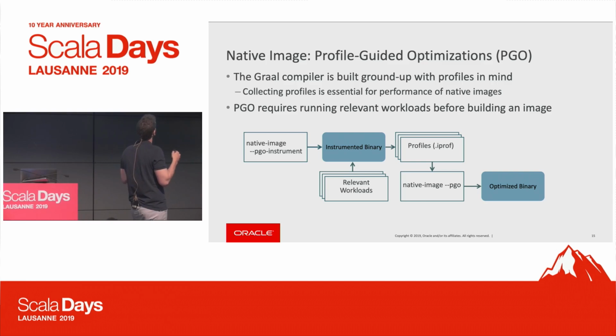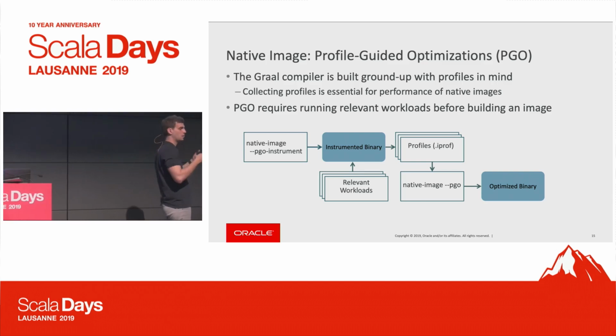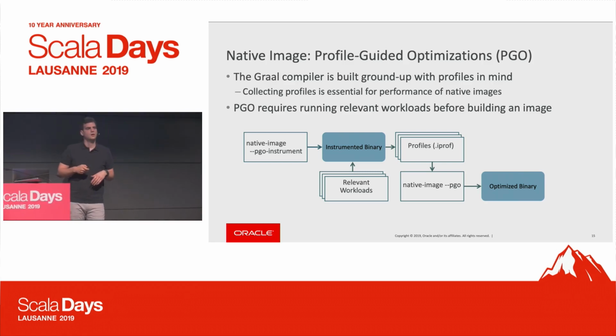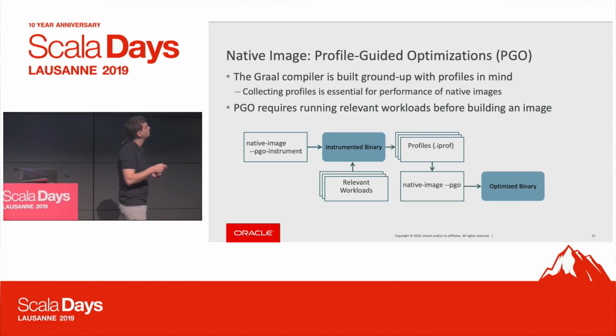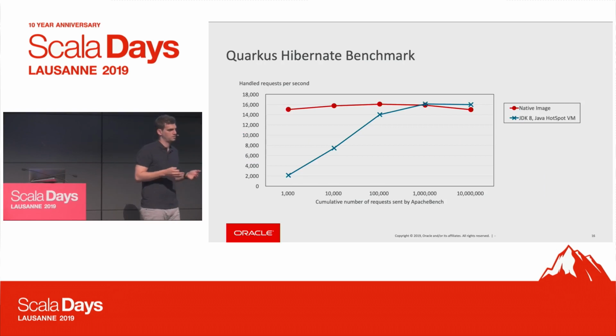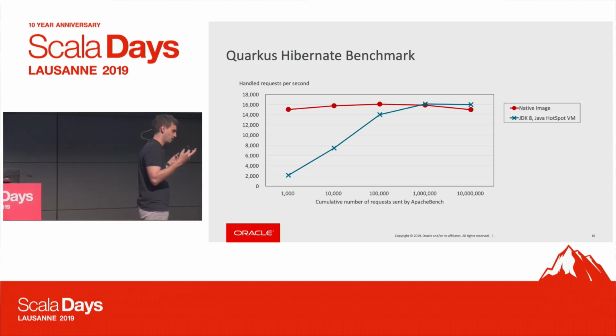You first do native image PGO instrument, you get an instrumented binary, and then you take a few of your workloads. If it's a web service, just send a few requests. You will get your profiles, and then feed them to native image with this flag, and you will get an optimized binary, right? And what this gives us is that when we look at the performance of native image at the moment, which still has too many low-hanging fruit, it will get way better.